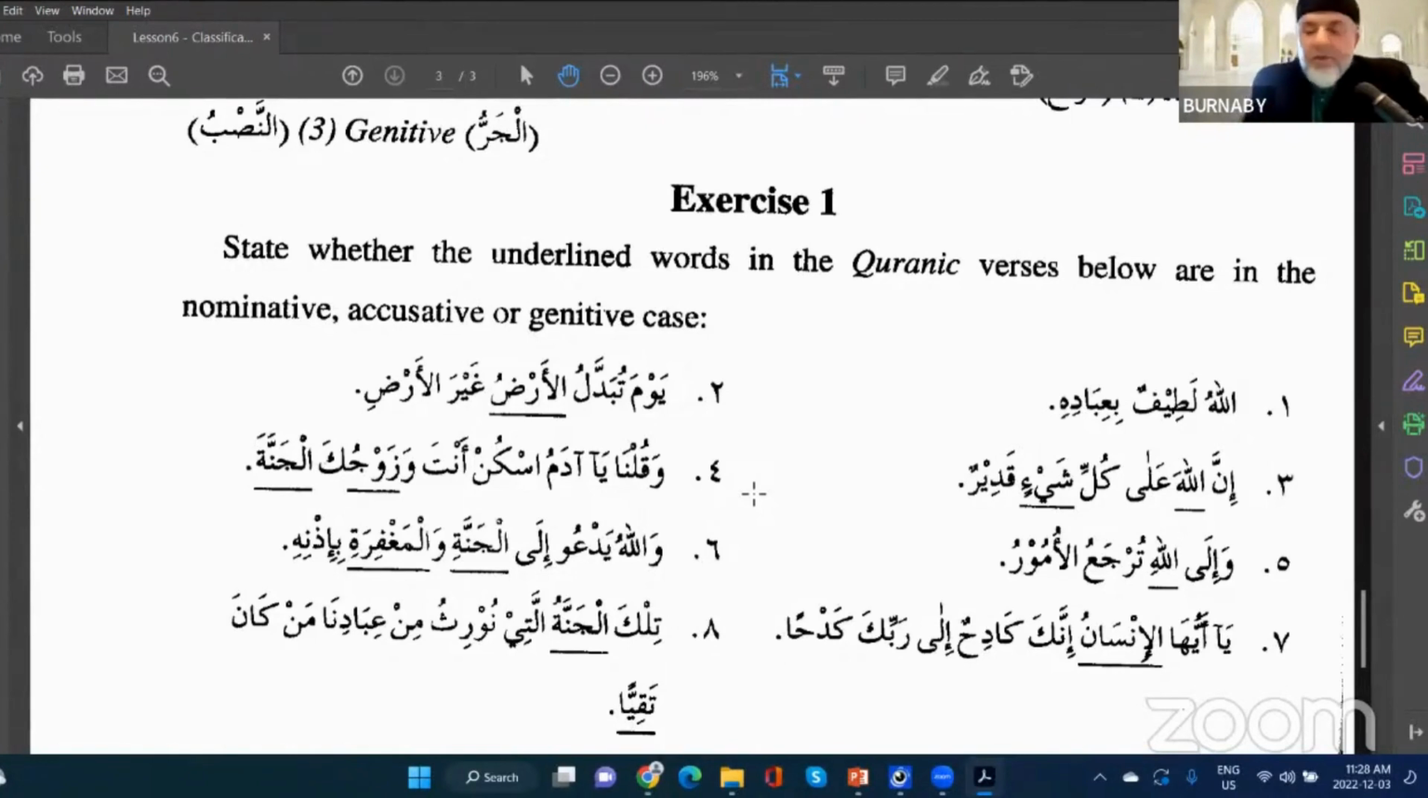Okay, let's look at number 3. This time I'm going to ask somebody and you have to answer. Inna Allah. Brother Asim, what is the status of Allah? Rafa? No, apply the rule. Back off and get your mind clear. Allah is singular. In that case, where are you going to look? At the last letter, and what haraka are you going to look for? Oh, it's the fatha, so that means it's nasab. Nasab. You see, the moment you apply the rule, you corrected yourself.